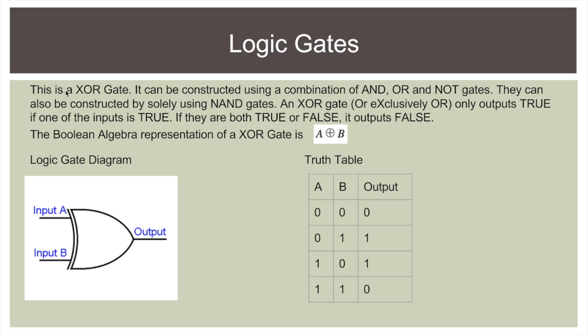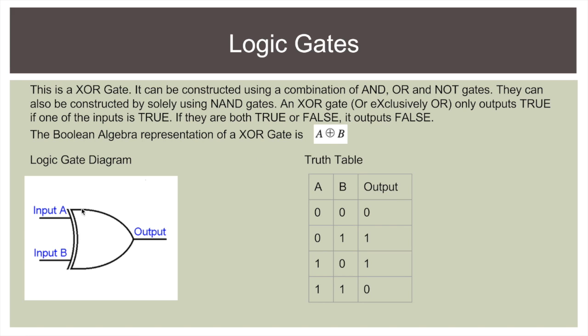The last one is an XOR gate, and it's probably the most complicated of the logic gates, and it can be constructed using a combination of AND, OR, and NOT gates. They can also be constructed by solely using NAND gates. An XOR gate, or an exclusive OR gate, only outputs true if one of the inputs is true. If they are both true or false, it outputs false. And the representation of this is the plus in a circle.